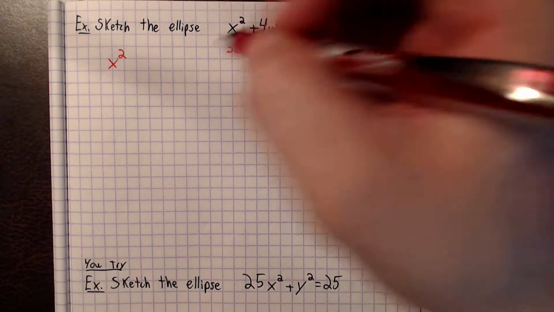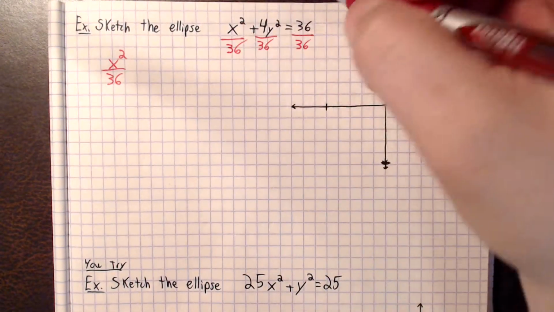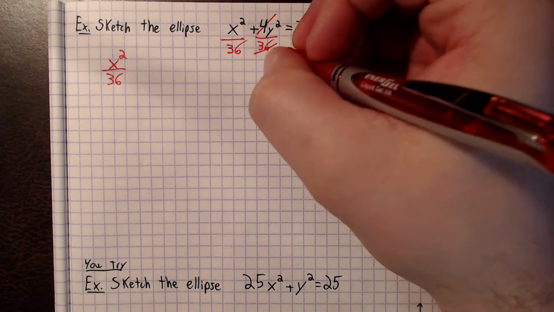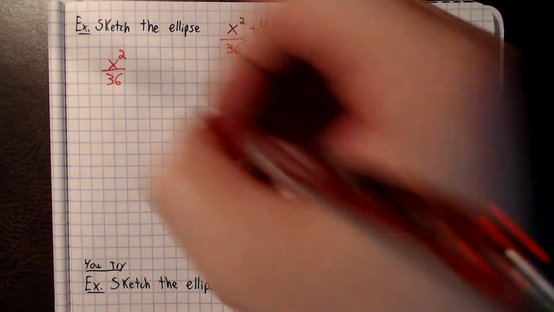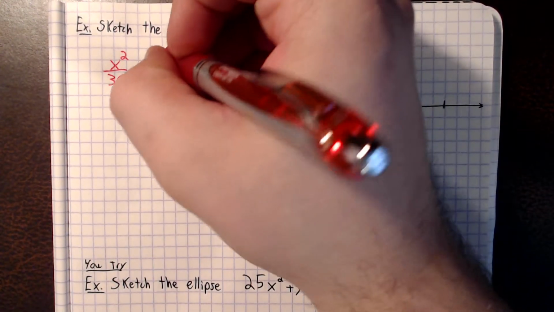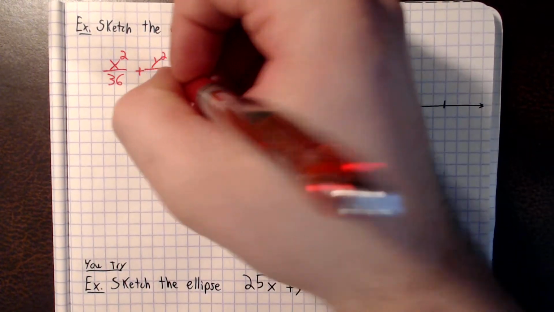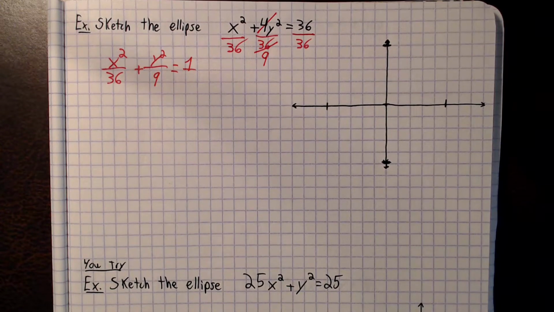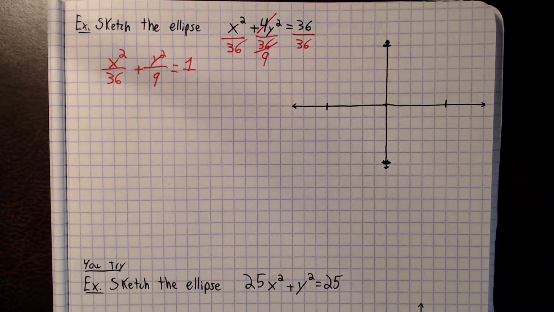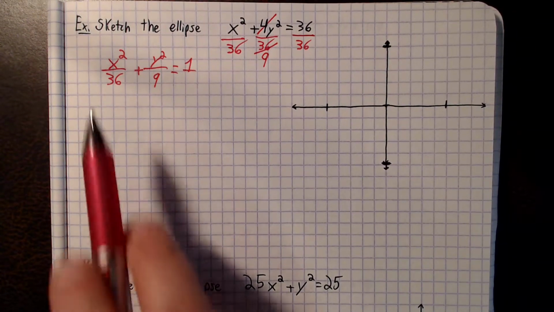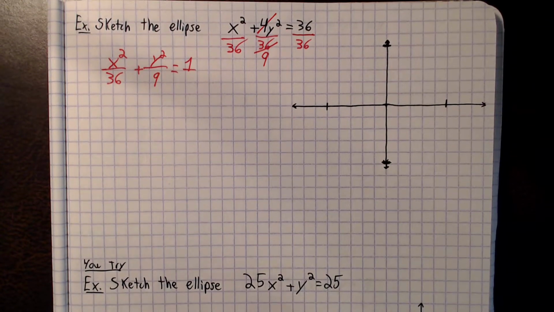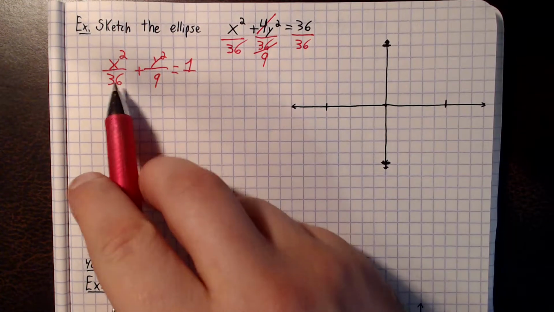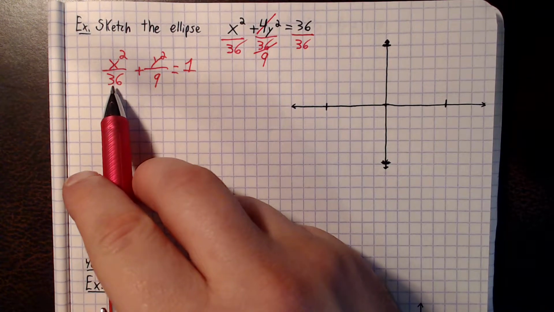x squared divided by 36. Here I can reduce, right? That 4 and 36 reduces to 9. So now I have plus y squared divided by 9, and my 36, I changed it into a 1. That was the whole point of dividing by 36 in the first place. Now we're looking even better. Right? This and this would be A and B. Remember, A is always the larger term.